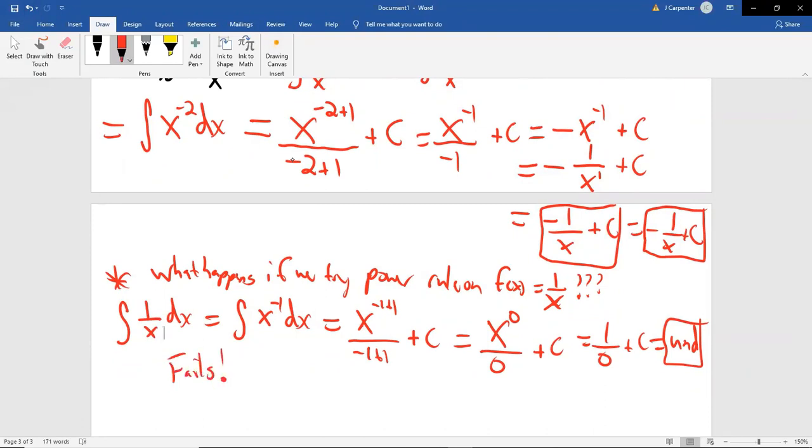The reason it fails is because when there was a positive 1 in the bottom, that makes it a negative 1 in the top as an exponent. When you add 1 to negative 1, you get 0, and you can't divide by 0. So this is a problem. The power rule does not apply with exponents of negative 1. When your x is in the top, if the exponent's a negative 1, you cannot apply the power rule.